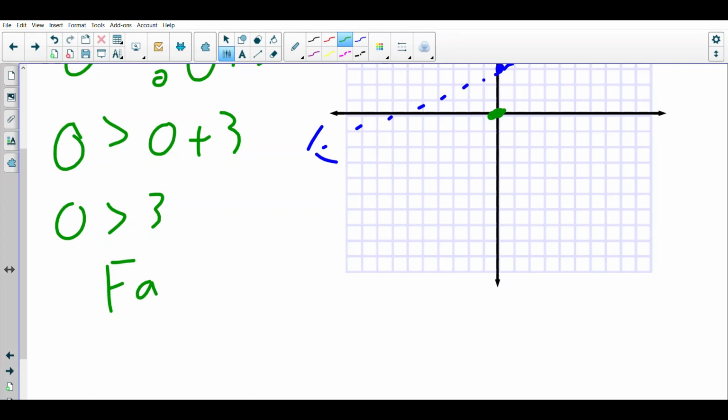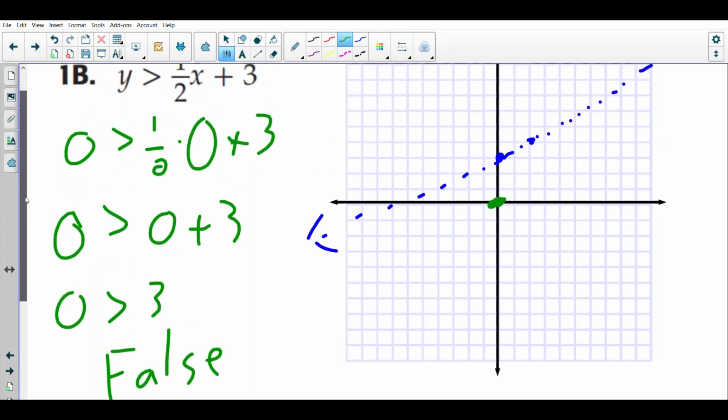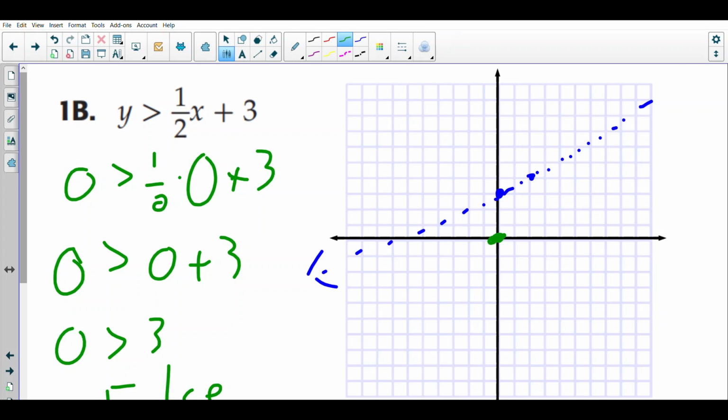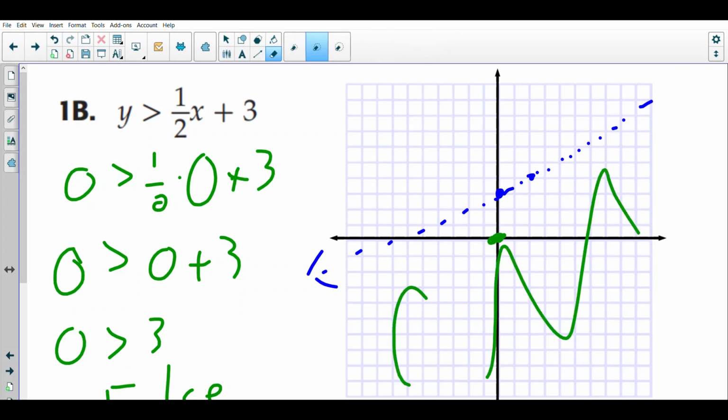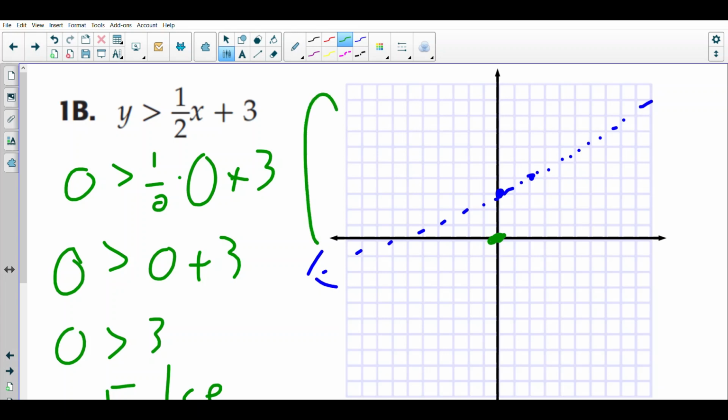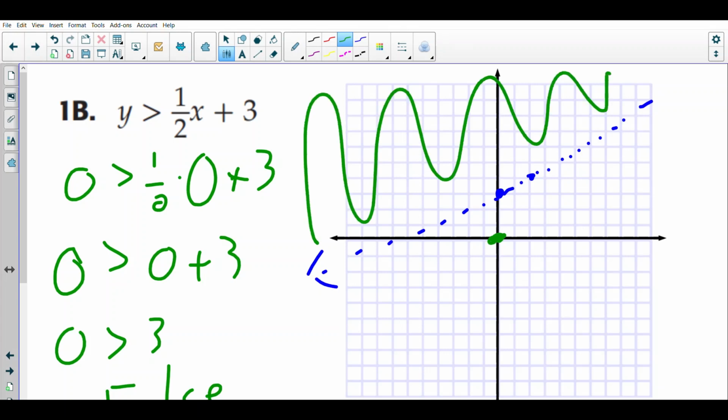I wish I had some true problems in here to show you, but if it's false, we shade on the opposite side. So if this would have been true, I would shade where this point is, like here, but that's not, it's a false statement, so that means I'm going to shade the opposite side again. So I actually have to shade up here. It's the opposite side of the line. So there you go, and that is my final answer.